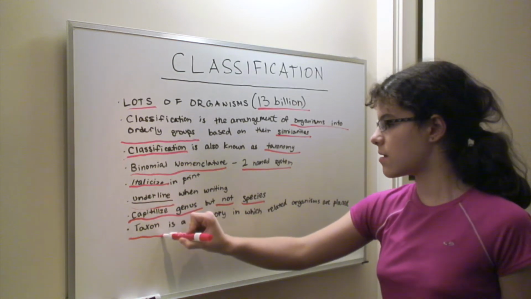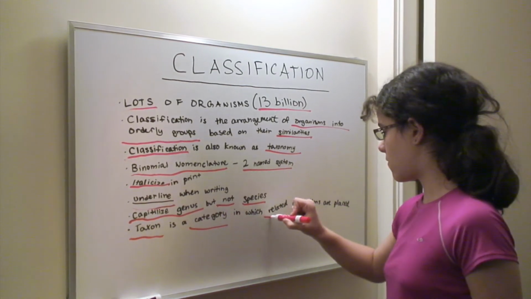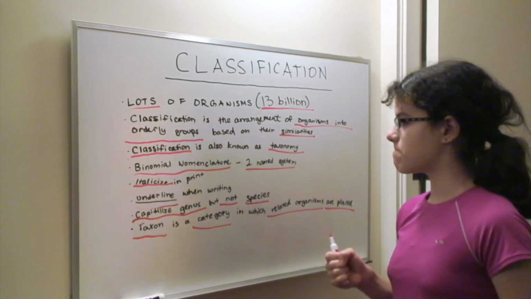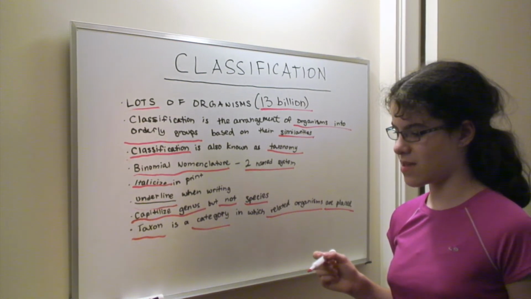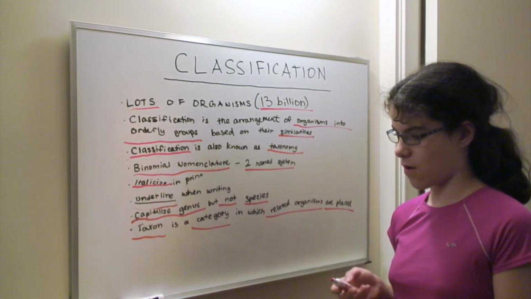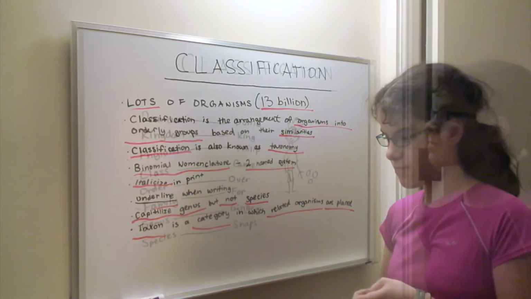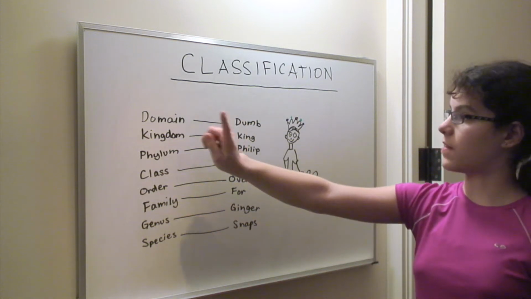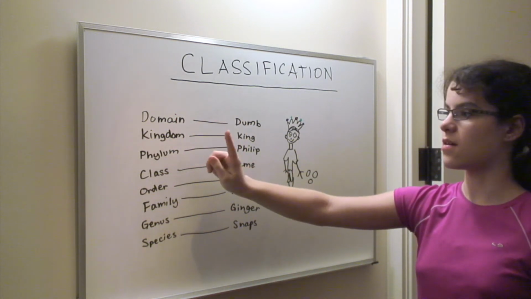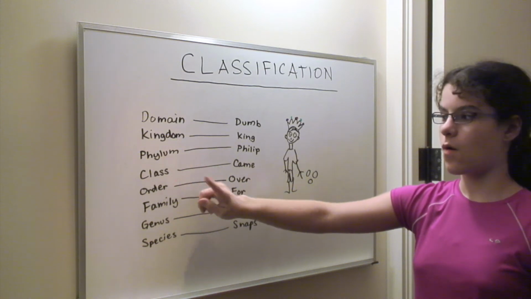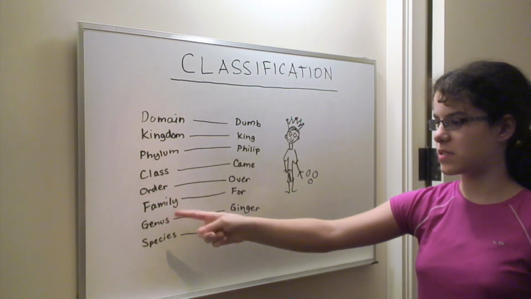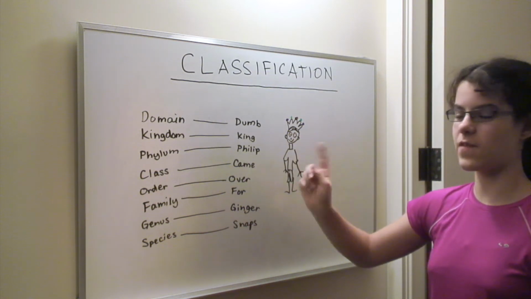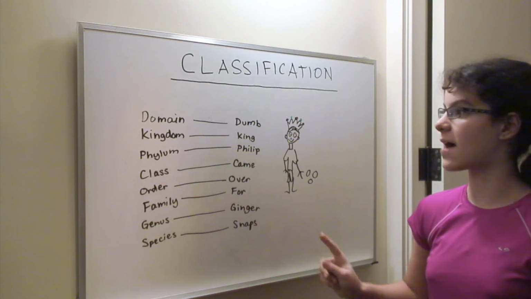And taxon is a category in which related organisms are placed. And there's even a saying for all of the taxons. So the different kinds of taxons are the domain, kingdom, phylum, class, order, family, genus, and species. And a fun way to remember is Dumb King Philip came over for ginger snaps.